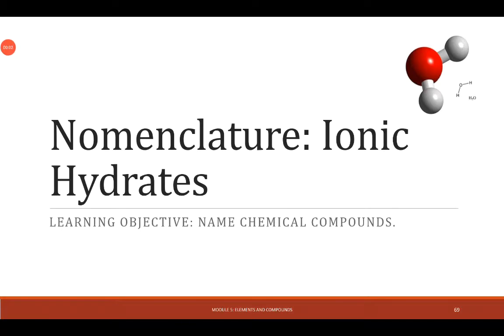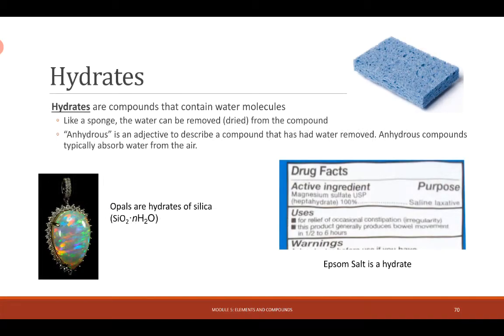In this video, we will be learning how to name ionic compounds that are hydrates. This continues our learning objective for learning how to name chemical compounds. So what are hydrates? Hydrates are compounds that contain water molecules. You can think of them as a sponge that can absorb water, but water can also be removed from them.